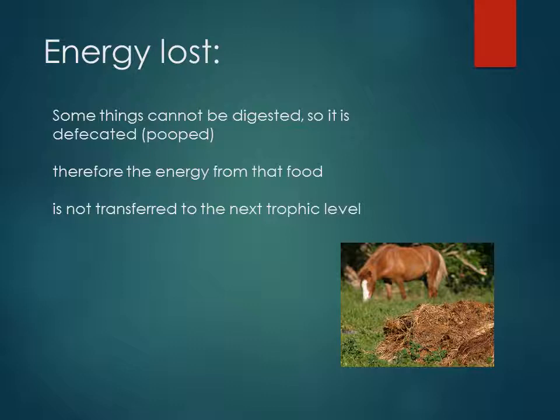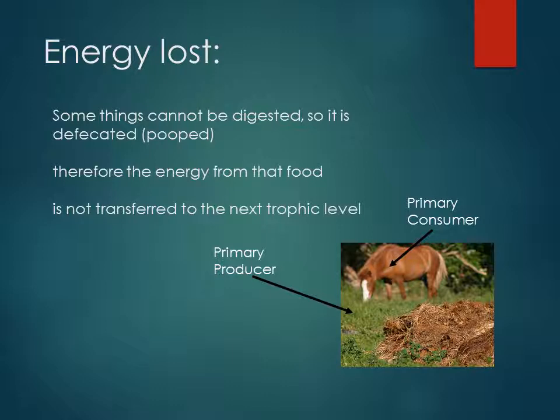Let's take a look at this picture in the bottom right. Can you identify the primary producer in this picture? It's the grass. What about the primary consumer? That's going to be the horse. And what about this big pile on the bottom right? That looks like poop. And it is. That was originally grass that went through the digestive tract of the horse, and a lot of it was defecated. But why? Why was so much of that grass defecated?